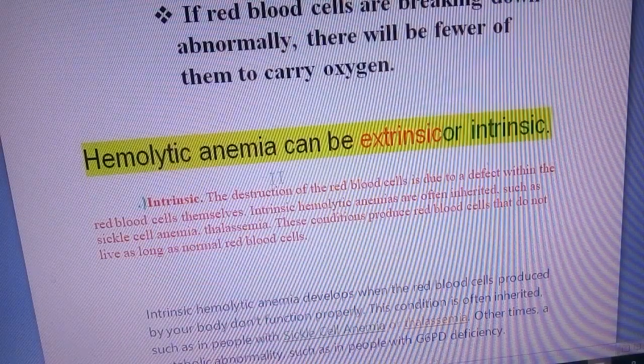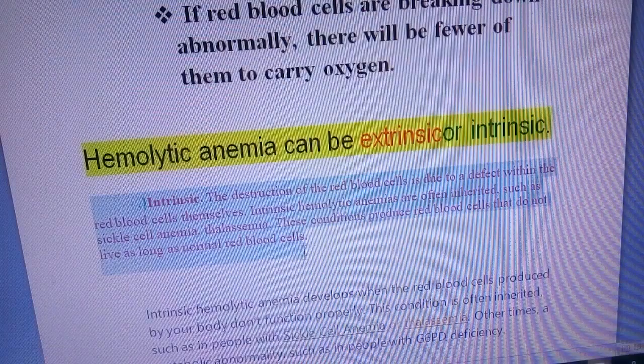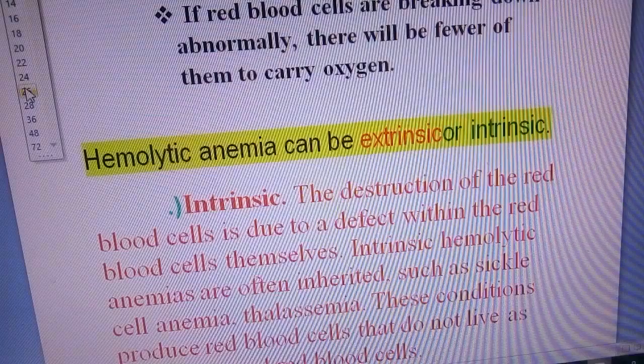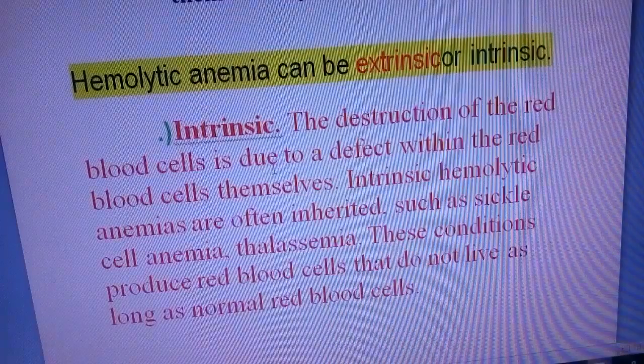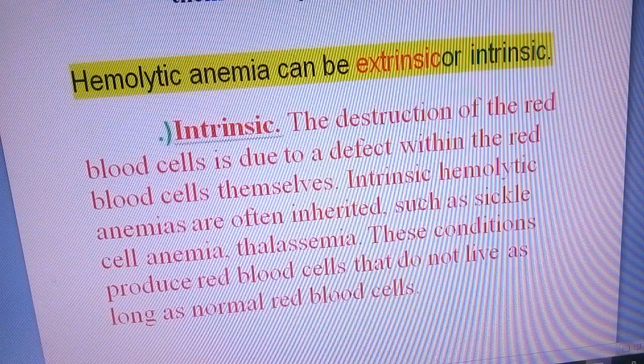Hemolytic anemia can be intrinsic or extrinsic. For intrinsic, the destruction of the red blood cells is due to a defect within the red blood cells themselves. Intrinsic hemolytic anemias are often inherited, such as sickle cell anemia and thalassemia. These conditions produce red blood cells that do not live as long as normal red blood cells.